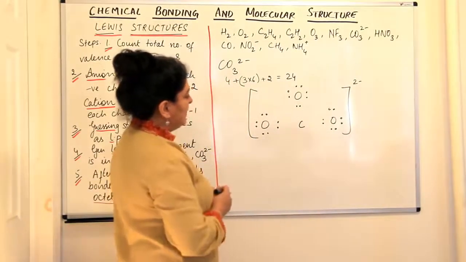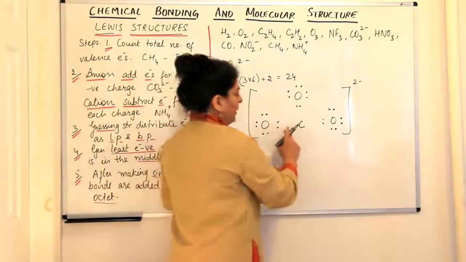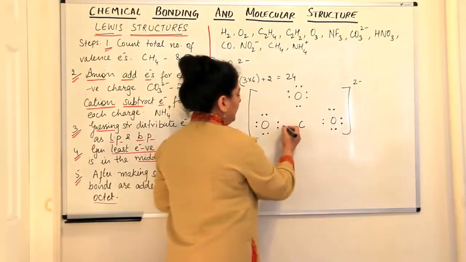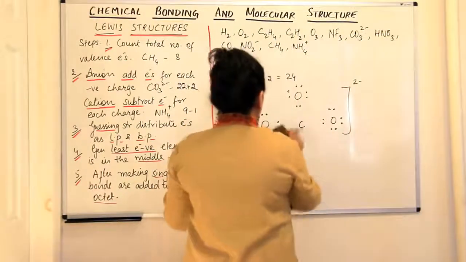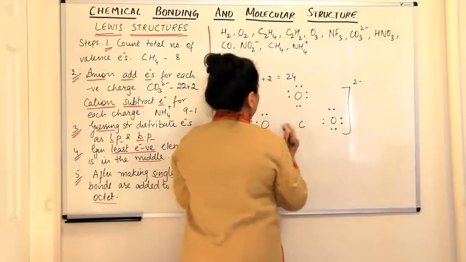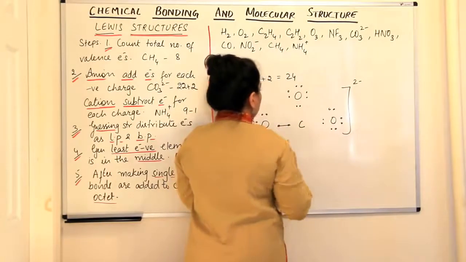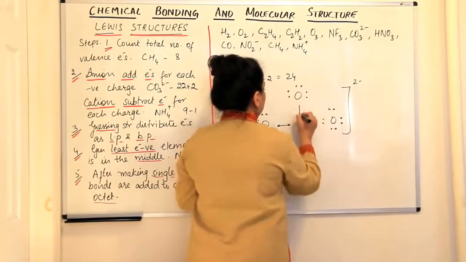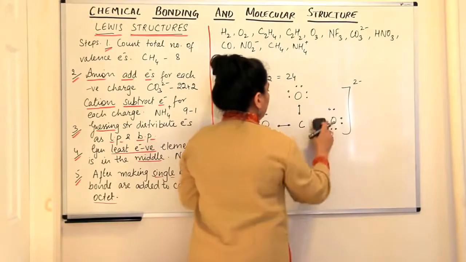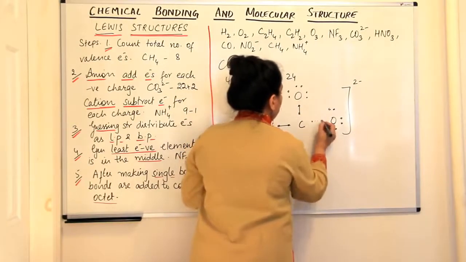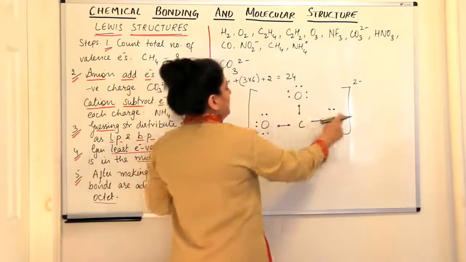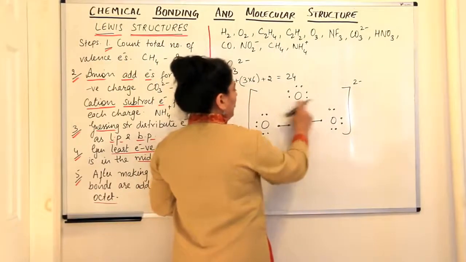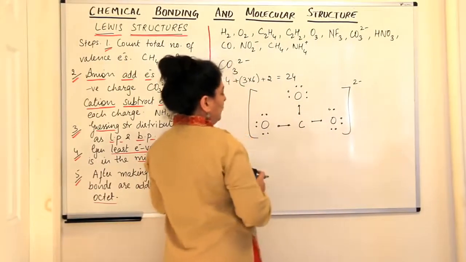If it has only 6 electrons, it means these are bond pairs. So this is a single bond here between this carbon and this oxygen. This one is a single bond here, a pair of electrons here. This is a single bond here, a pair of electrons here, and this is a single bond here, a pair of electrons here. So we have 8, 8, 8, but only 6 around carbon. So what should we do?